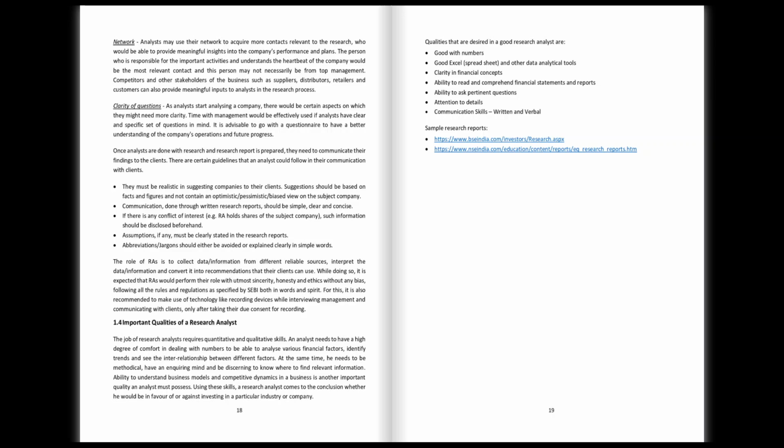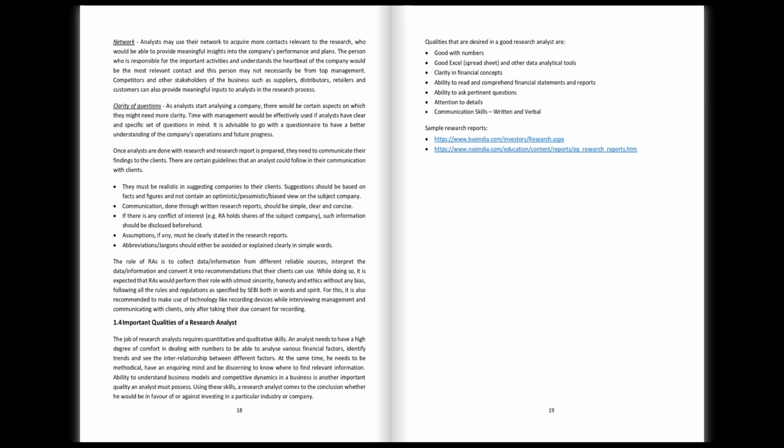The role of RAs is to collect data/information from different reliable sources, interpret the data/information, and convert it into recommendations that their clients can use. While doing so, it is expected that RAs would perform their role with utmost sincerity, honesty, and ethics without any bias, following all the rules and regulations as specified by SEBI both in words and spirit. For this, it is also recommended to make use of technology like recording devices while interviewing management and communicating with clients only after taking their due consent for recording.